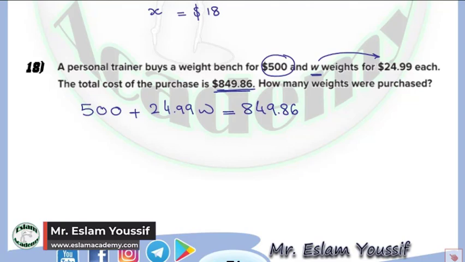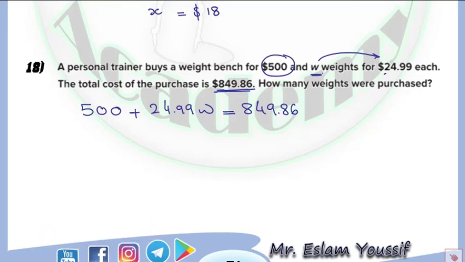The total cost is $849.86. Now once again, how can we write the equation? At first, the price of each weight is $24.99, so the cost depends on the number of weights. Plus we have $500 for the price of the bench, which is constant. So we have 500 plus 24.99W, and the total cost of all of that will be equal to 849.86.